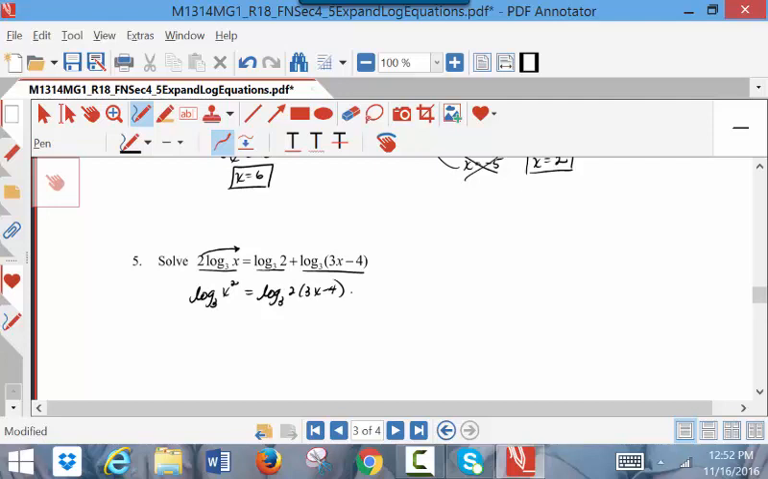Now I have one logarithm equal to one logarithm. They both have the same base. Remember, you've got to get that coefficient up and out of the way before you can do this. So now I have x squared equaling 2 times 3x minus 4.